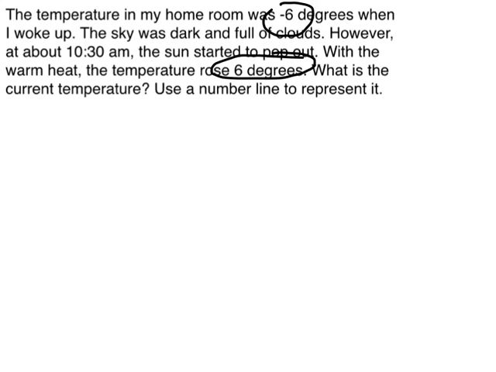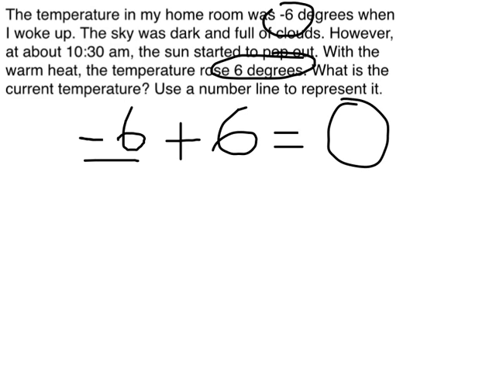Well, I know that I started out at negative 6 degrees, so I know that's my starting point. I know that the temperature rose 6 degrees. And rise means to increase, so I know that that number has to be positive. So again, I have two opposites. I have negative 6 plus a positive 6. That's going to leave me with 0. Think about it like money. I owe you $6. I pay you back $6. I now owe you $0.